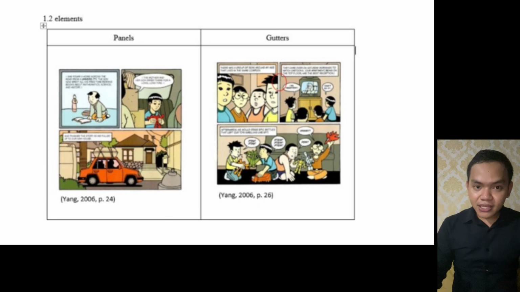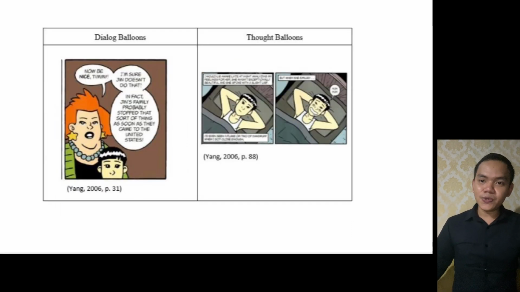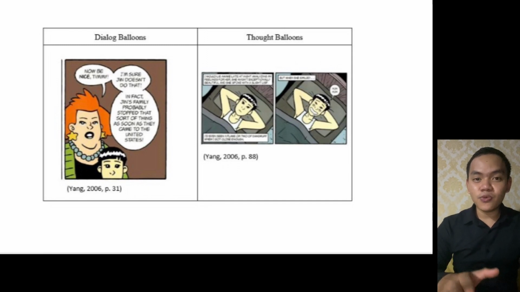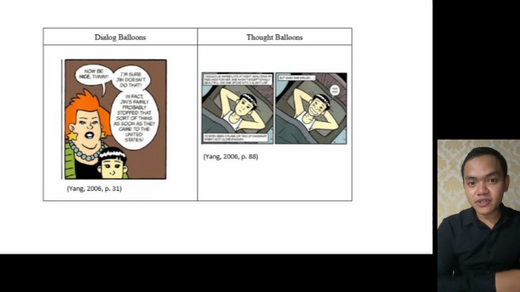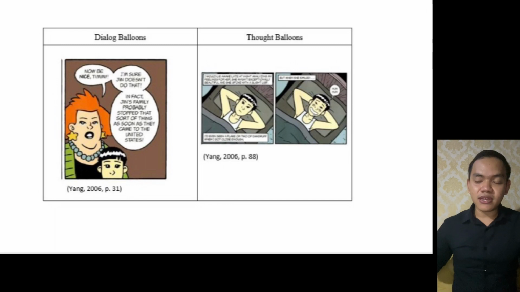So there is space between one panel and another panel. It's called gutters. And then dialogue balloons. As you know, the dialogue is the conversation or the text that the writer wants to deliver the story. And balloons are shaped like a balloon, so they're called dialogue balloons. It's also an element of graphic literature, however, it is in graphic novels or comics.